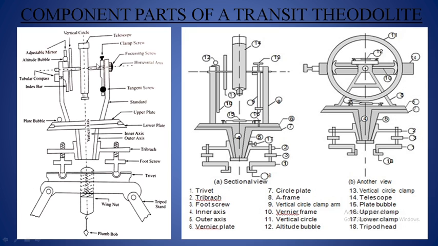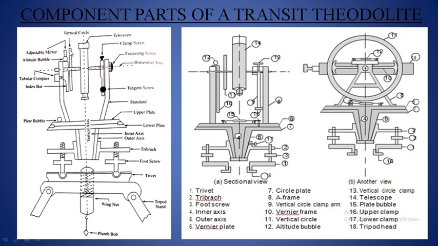Now look at this cross-sectional picture of a theodolite. Here the components are labeled. You can see the vertical axis, which passes through the exact center of the instrument perpendicular to the ground, and the other one is the horizontal axis, which is perpendicular to the vertical axis.